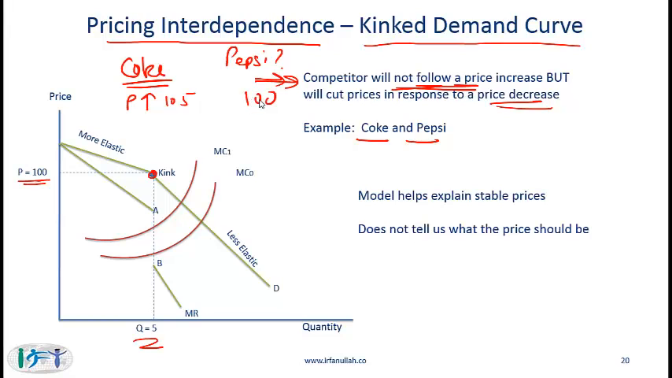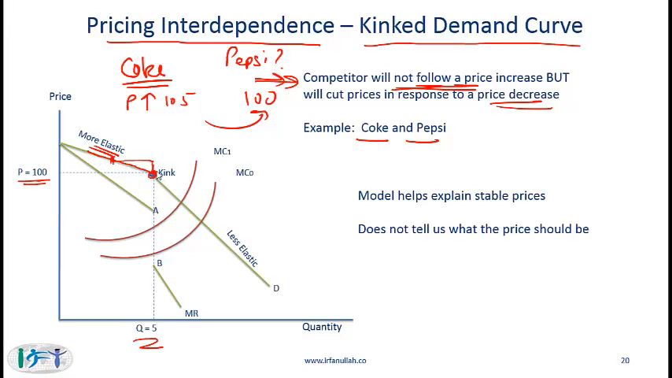What will most consumers do? Consumers will switch to Pepsi. So what will happen to the demand for Coke when the price is increased? The quantity demanded will decrease substantially because consumers now are moving to Pepsi. Therefore, this part of the demand curve is quite elastic.